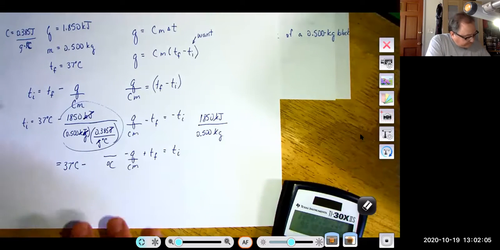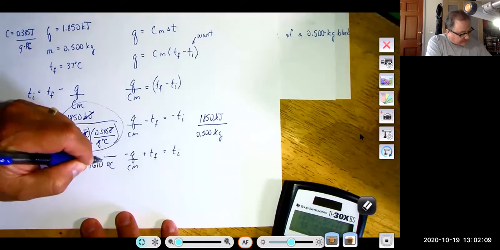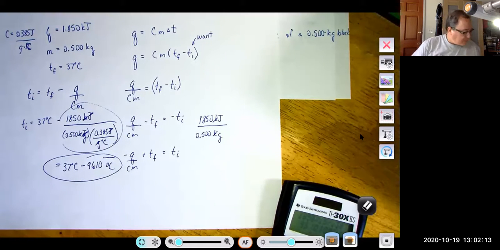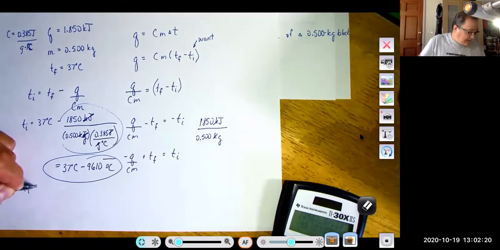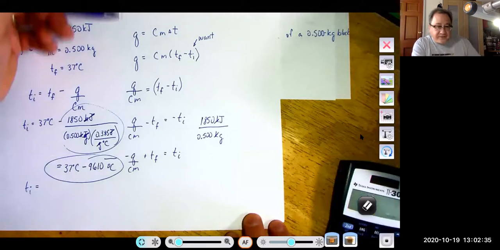And I get 9610 degrees Celsius. Okay, at first I was thinking to myself, I must have screwed up, and I think I did somehow, but I got to figure out how. Let me think about this. Does anyone see where my mistake was?